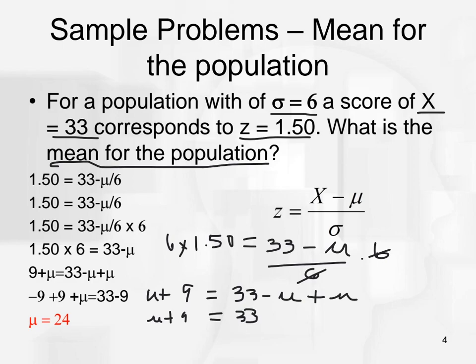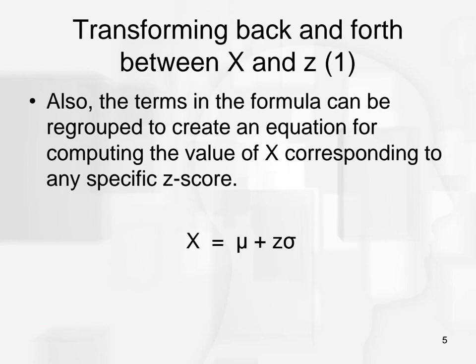Now to get rid of that 9, we're going to have to subtract the 9 from both sides. So we subtract it from the left side. We also subtract it from the right side. And we end up with mu equals 24. All right, so once again, you just need to keep track of each piece that you're doing. And once again, you just need to make sure that you have 3 pieces of information to solve for the 4th.